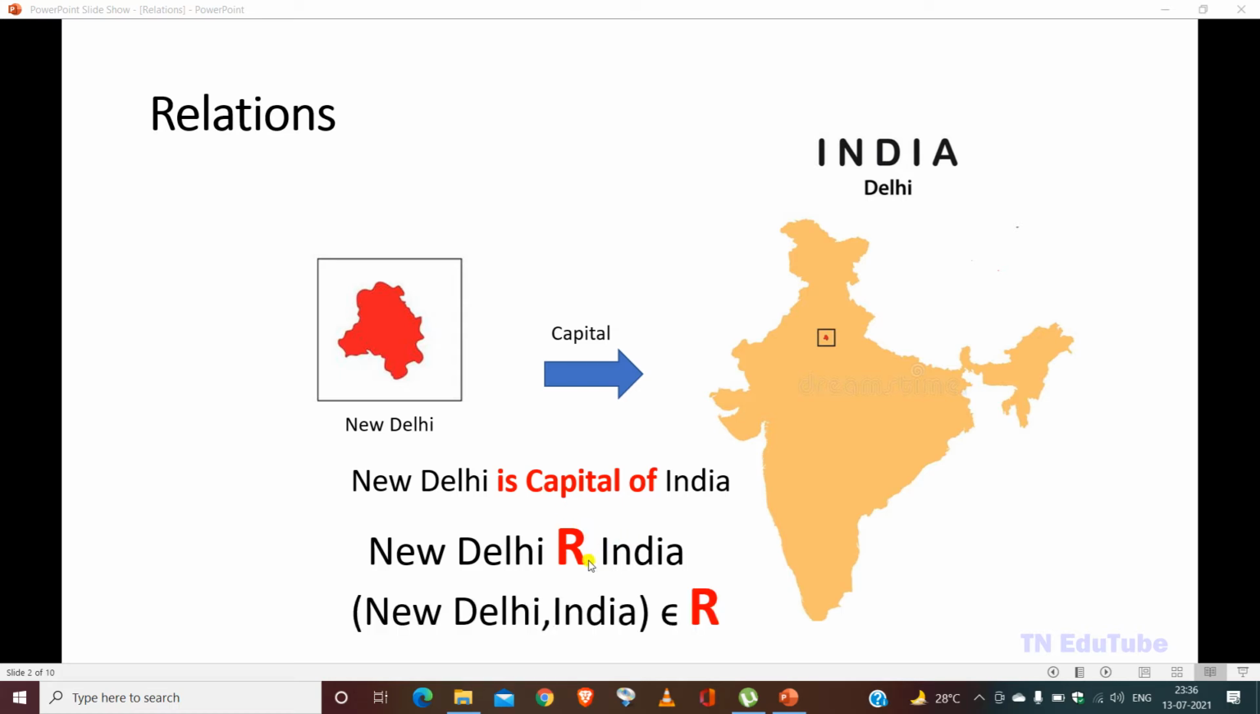So we can put this as an ordered pair. (New Delhi, India) is an element of the relation set R. So in this relation set, all the elements are coming in ordered pairs. In this ordered pair, they have some relation between these two elements.